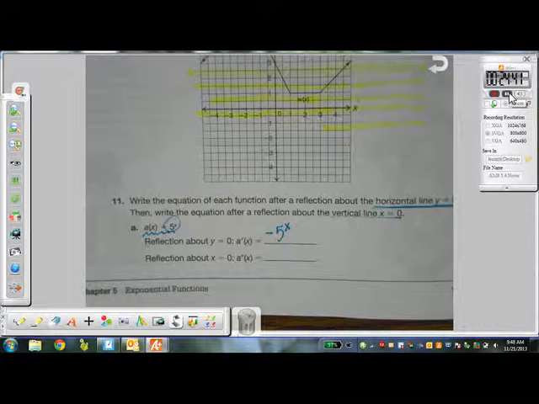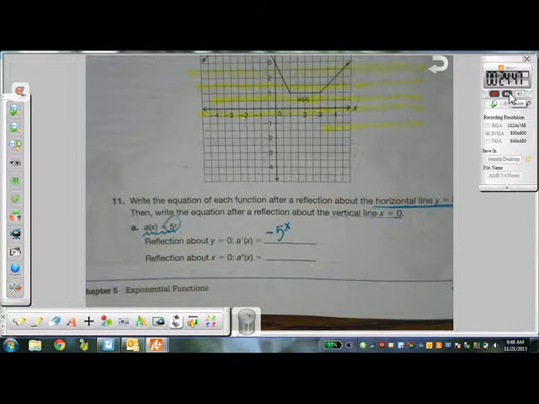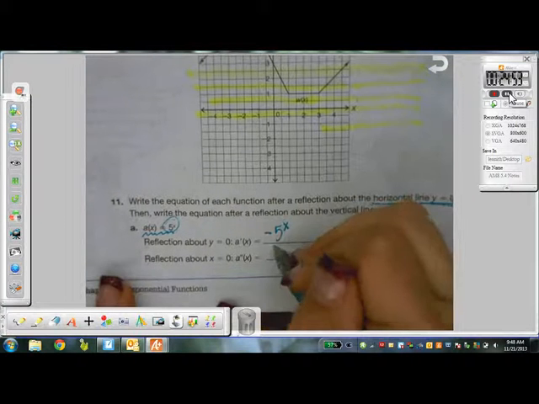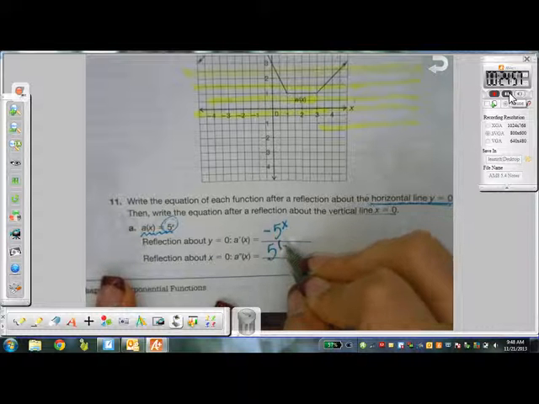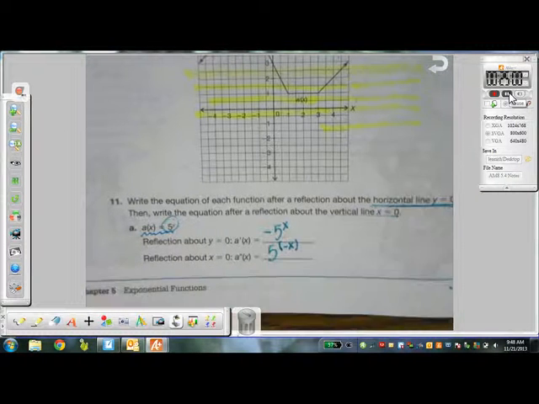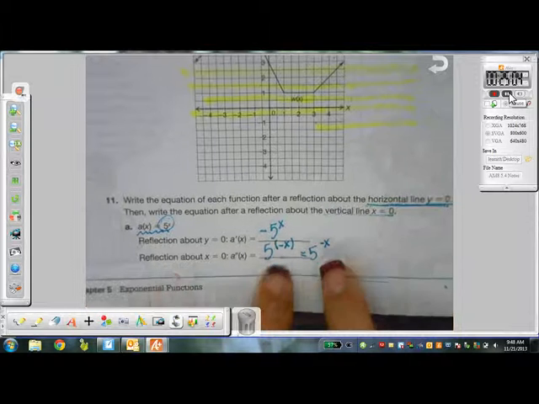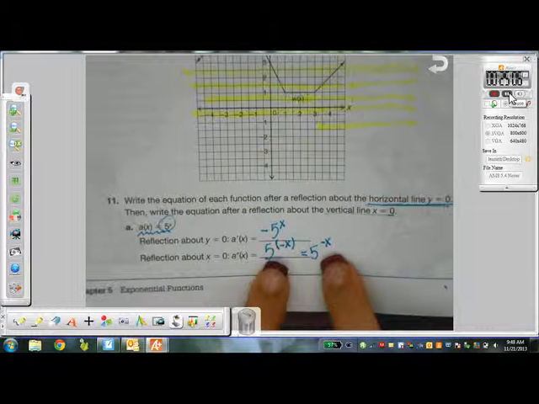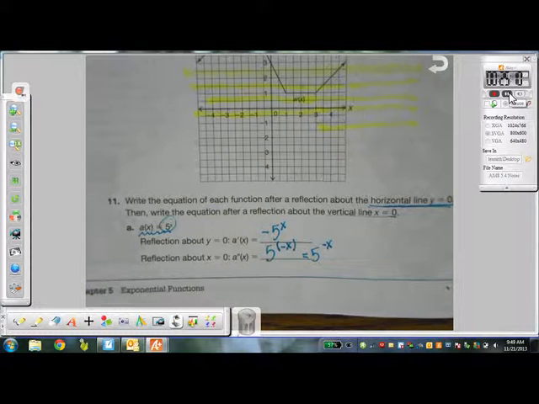So if I wanted to reflect it about the y-axis vertically, what am I changing? Am I changing the result or am I changing the argument? The argument. So that means I'm taking 5, but I'm raising it to the power of -x. Okay? You could also write 5 just to the power of negative x. These are the same. You don't have to put the parentheses around it, only when you're plugging it in the calculator. But when you're just writing it, you don't have to put it, okay?